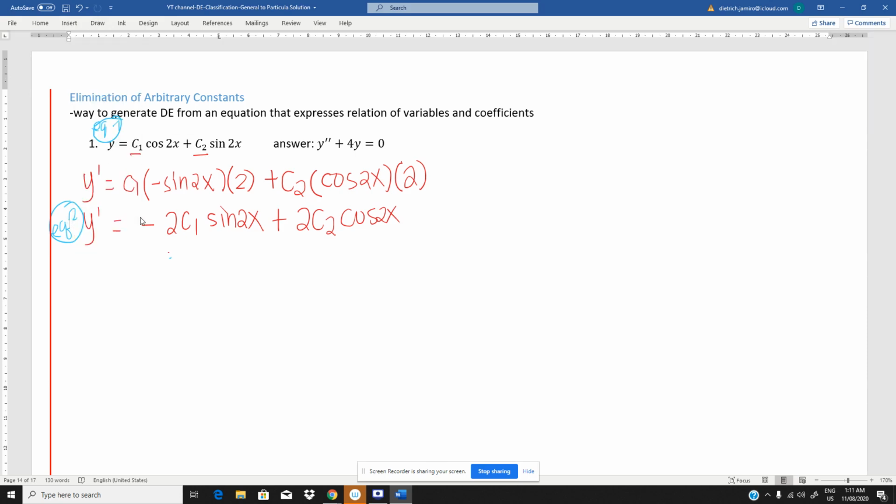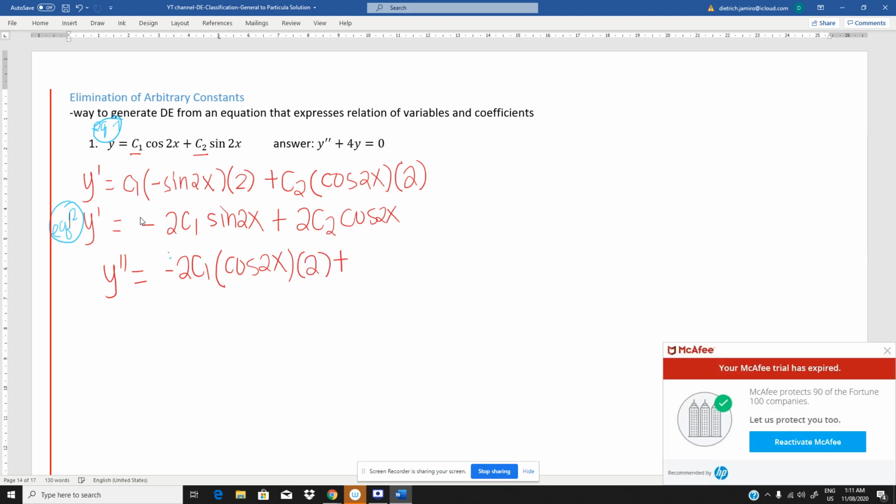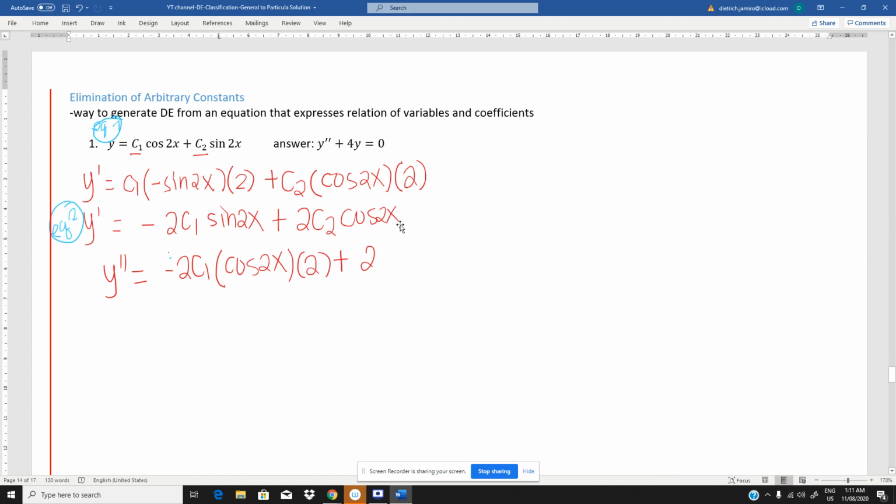Let's now take the second derivative. The second derivative, y double prime, is equal to negative 2c1 multiplied by the derivative of sine 2x, which is cosine 2x, multiplied by the derivative of the inside, which is 2, plus 2 multiplied by c2 multiplied by the derivative of cosine 2x, which is negative sine 2x, multiplied by the derivative of the inside, which is 2.